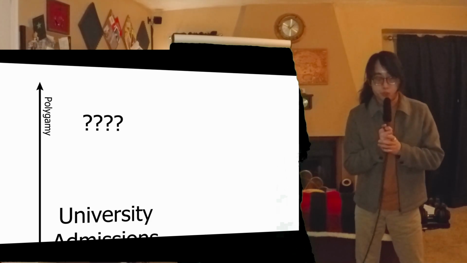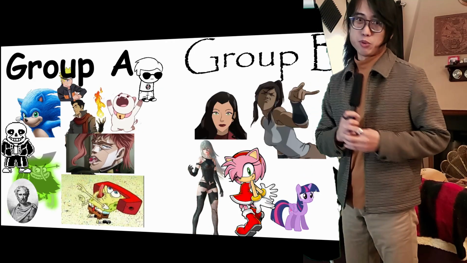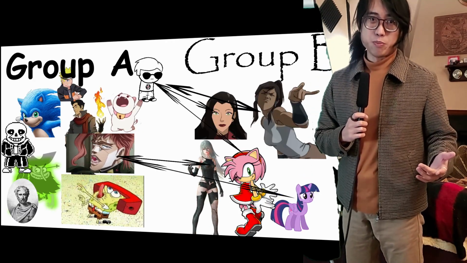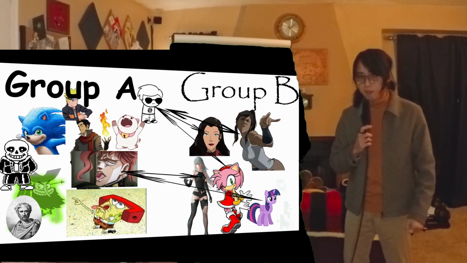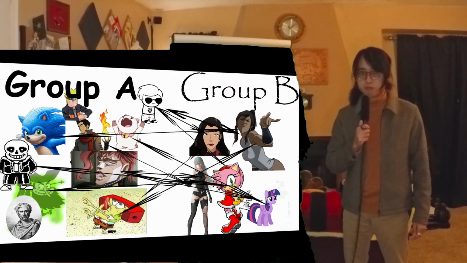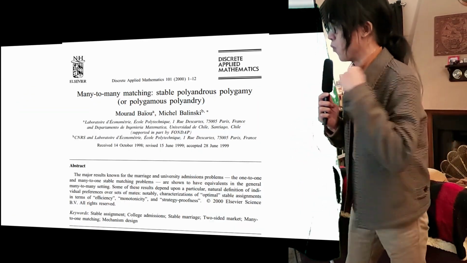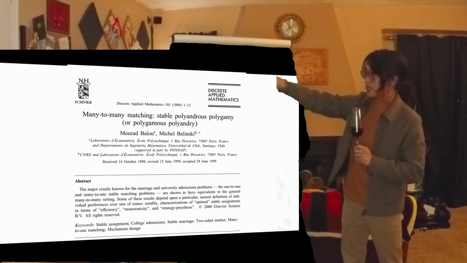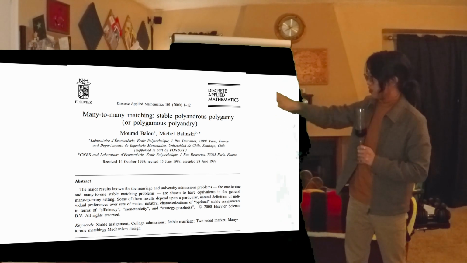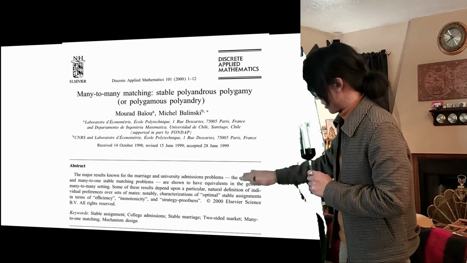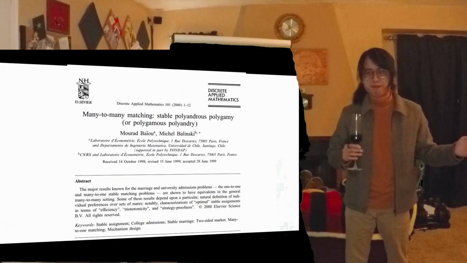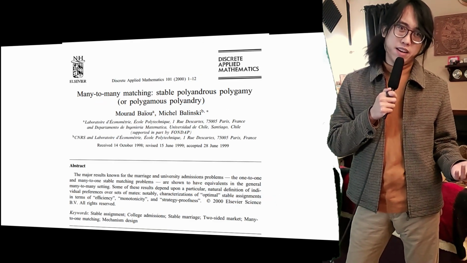Once again, we have 2 separate groups. Members from Group A can have multiple partners from Group B, but this time, members from Group B can also have multiple partners from Group A. And this time, they called it like it was. Many-to-many matching, stable polyandrous polygamy, or polygamous polyandry. Good for them, but you can still see this is pretty straight.